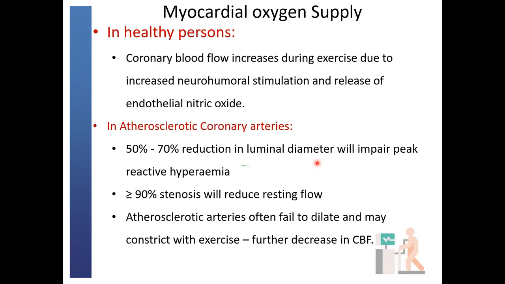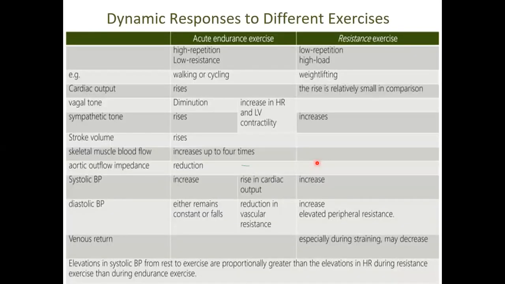So atherosclerotic arteries often fail to dilate, and they may also constrict paradoxically with exercise. This will cause a decrease in coronary blood flow. So by the time there's an atherosclerotic artery and the individual is exercising, this is one of the main underlying physiologic effects that tends to be triggered during exercise stress testing that we are actually looking at in the patient, which we will see how it manifests shortly on the ECG.